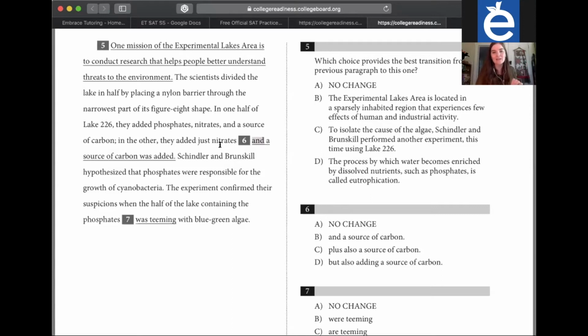Technically speaking, if you look at "and a source of carbon was added" in isolation, that is a grammatical construction. Let me rephrase that. It is grammatically correct, but it's imprecise in terms of its use of language. It's being repetitive, okay? It's being redundant based on the language that's being used. It's not serving any specific purpose. So you should really just end the sentence at "in the other, they added just nitrates." That would have been a perfect place to end that sentence, but they didn't. So we have additional information we have to include, okay?